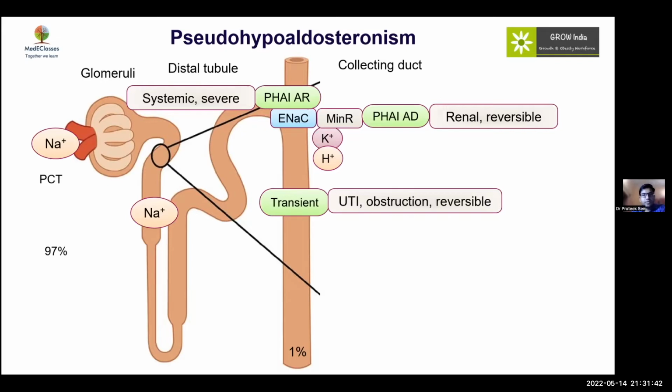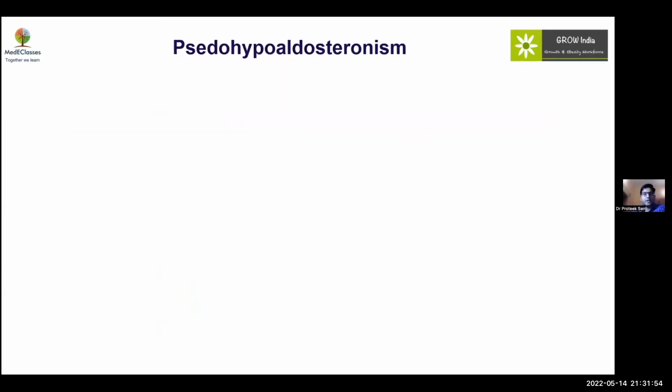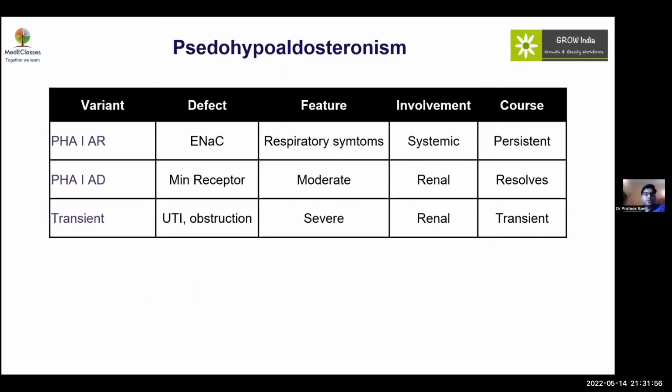So what we need to know in decreased aldosterone levels is that, because of decreased aldosterone, the sodium will be lost and potassium and hydrogen will be retained. So this might cause temporary hyperkalemia, with high aldosterone levels in that condition. So these are the various causes of PHA, which I just mentioned previously.